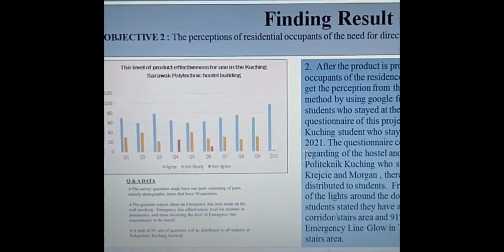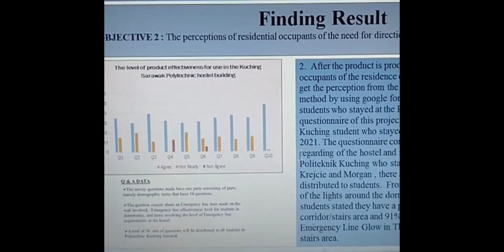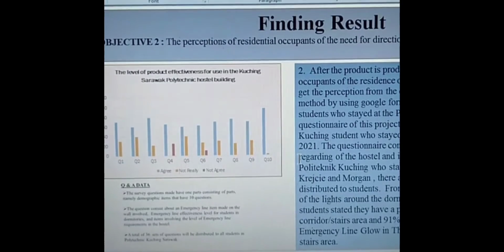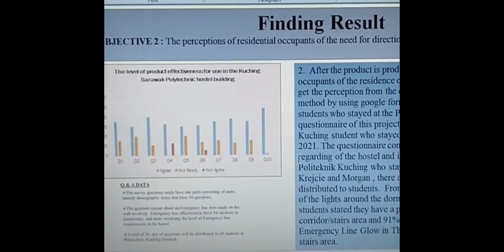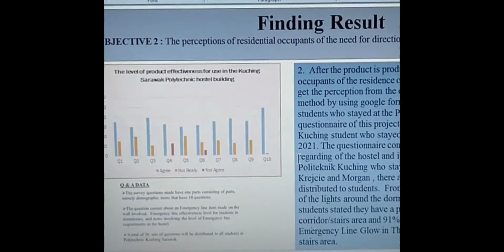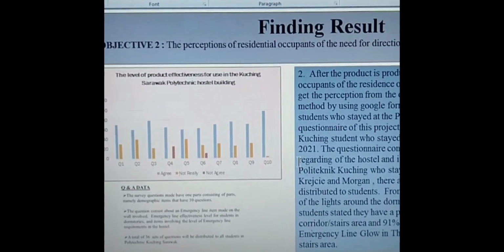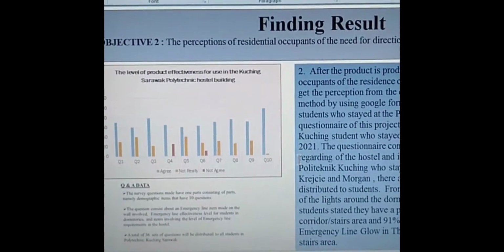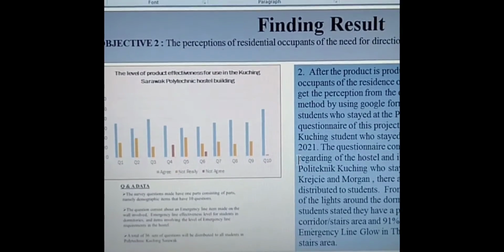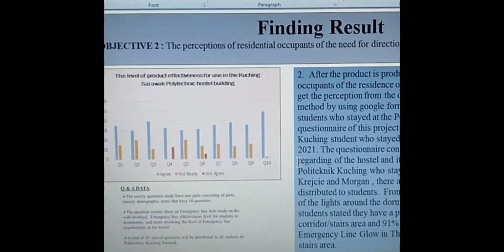And for our next objective, we have managed to get the perceptions of residential occupants of the need for directional signs in the event of fire or emergency. A questionnaire was distributed among 40 students of Polytechnic Kuching Sarawak. We used the Google Form platform, and there were 10 questions regarding fire safety in the hostel. From the results, 91% of the students agreed to the invention of this product.